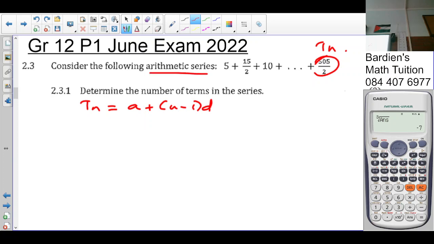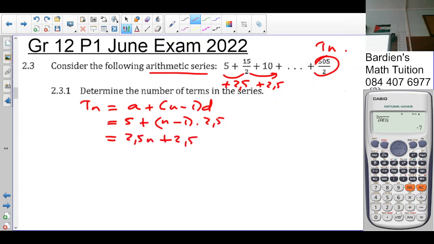Because I said arithmetic is the AS. The first term, of course, is 5 plus, how do we move from one to the next? We're adding 2.5, or 5 over 2. So that's going to be n minus 1 times 5 over 2, or 2.5, which gives me a general term of 2.5n plus 2.5. So that's my general term.